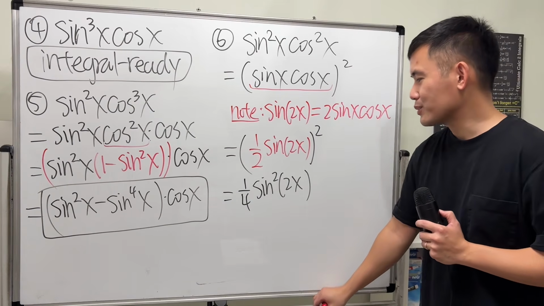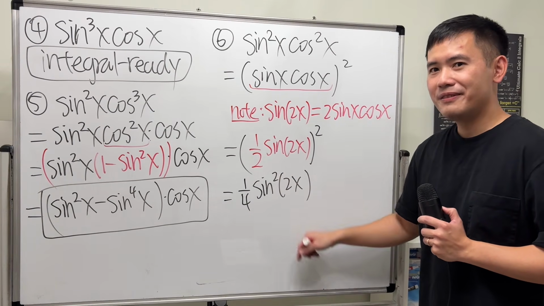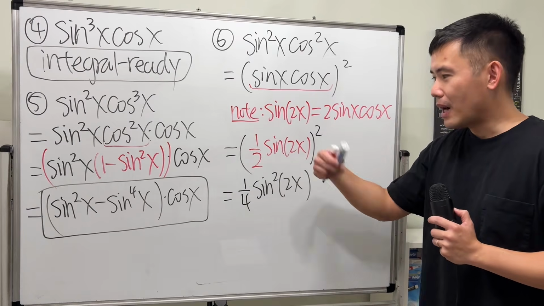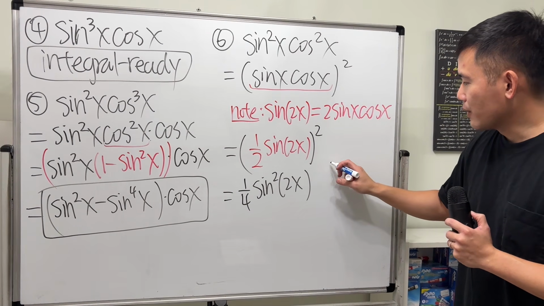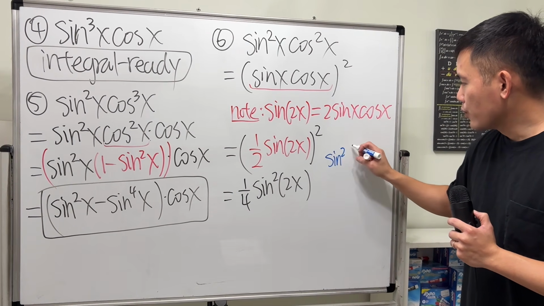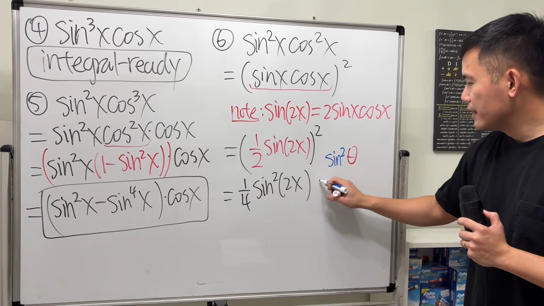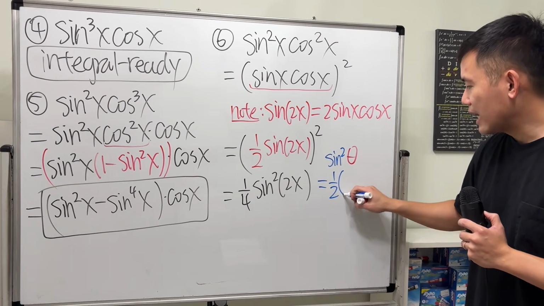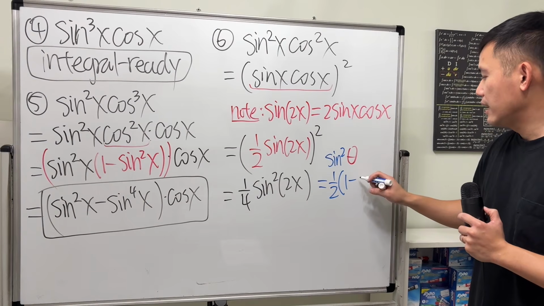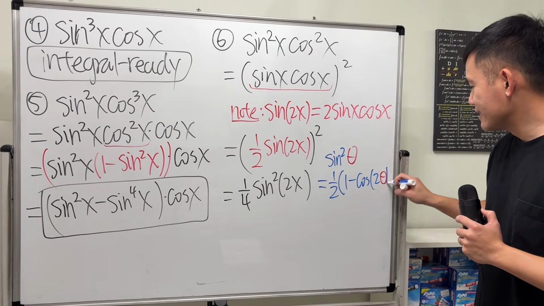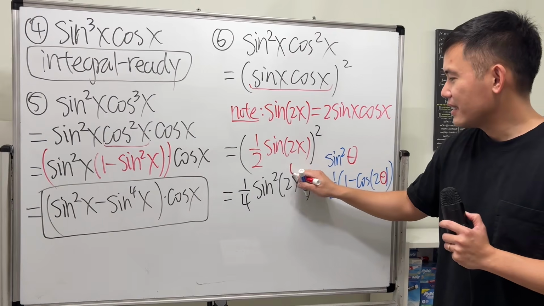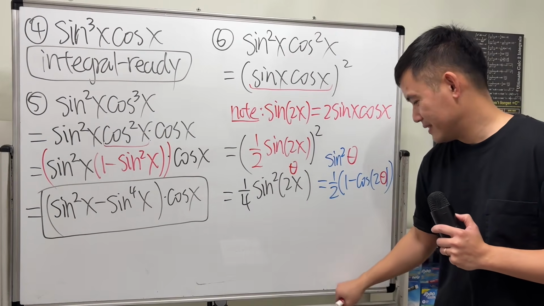This is not good because we have the square, right? So what do? Power reduction here. And reminder, we have the following. When we have sine square of the angle theta, this equals 1/2 times 1 minus cosine of 2 theta. Here the theta is 2x.